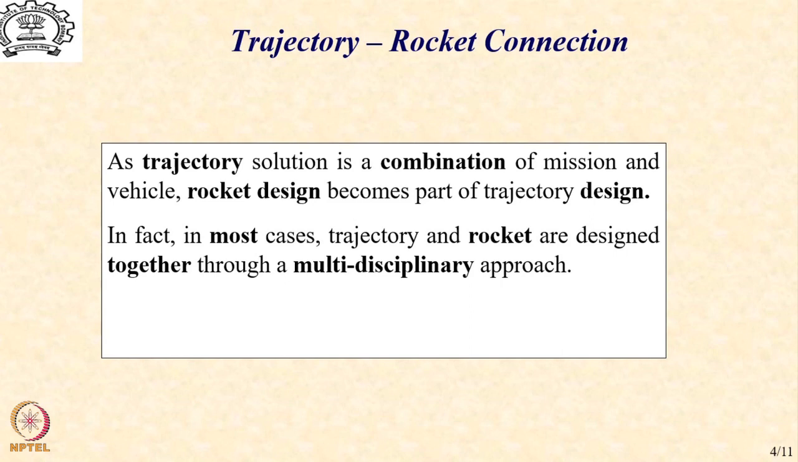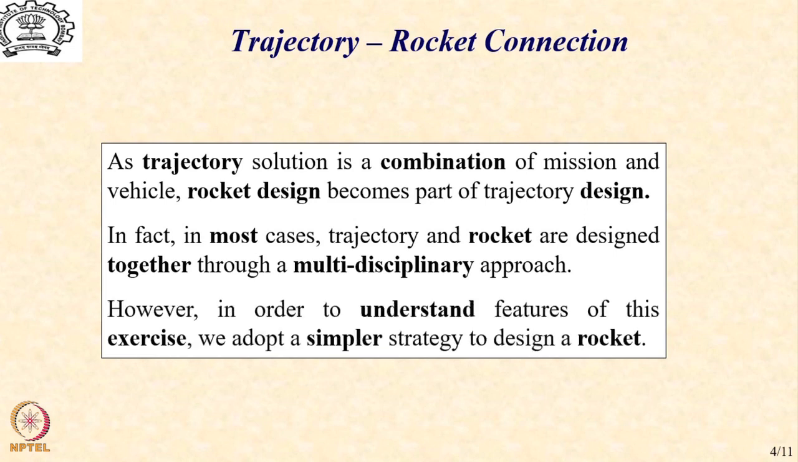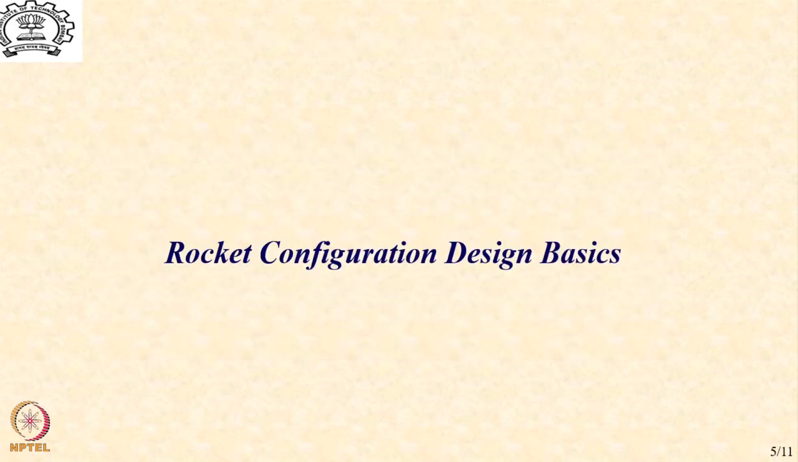In fact, we will realize, and you will, when you read additional material on this subject, that typically rockets and the trajectory are designed together through a multidisciplinary design approach. However, in the present course, we will adopt a simpler strategy which will still help us to design an optimal rocket along with an optimal trajectory, but will be computationally not very intensive, so that we can do parametric studies and understand important features of such an exercise which is commonly carried out in the context of most launch vehicles. So let us now turn ourselves to the basic issues involved with design of rocket configuration.